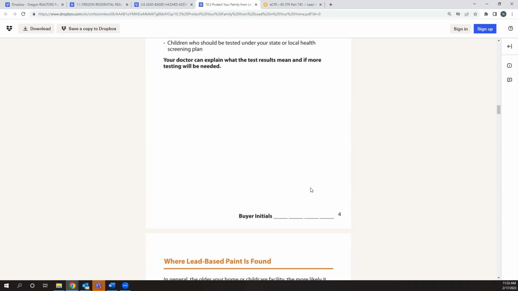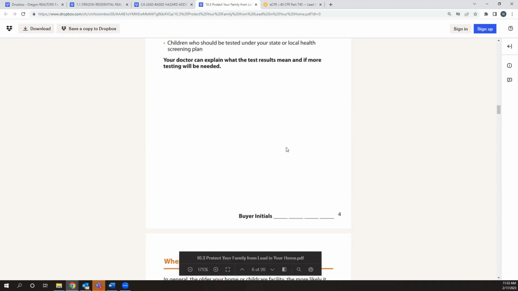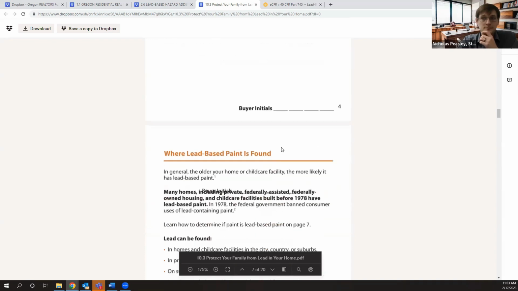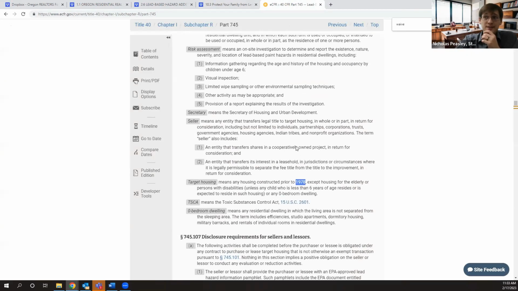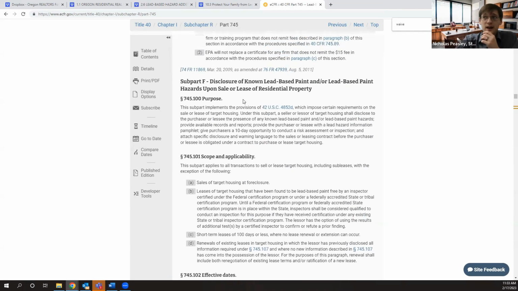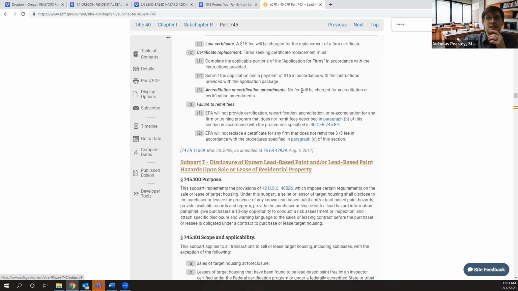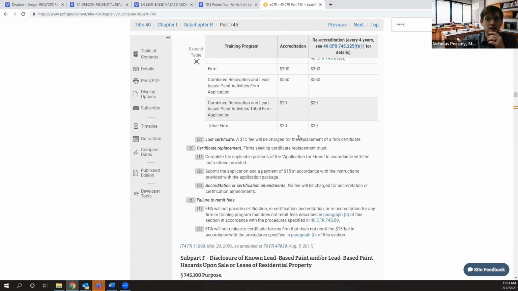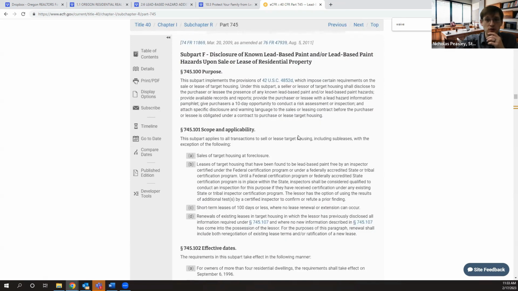So an email showing the attachment with the pamphlet would suffice as delivery? Yes. Okay, thank you. If you want to do the truly deep dive at some point and you've got the time for it, 40 CFR 745 is the process for disclosure of lead paint. It's a bear of a section of the code, but if you really want to go in depth, sometimes you'll get a client that wants to know the exact reasons why and the exact reason where. This is where all of the rules come from.